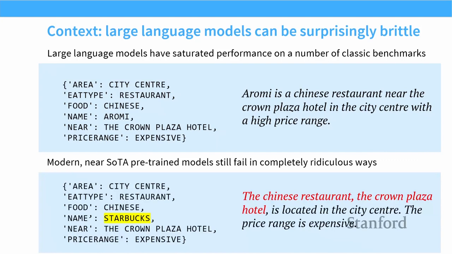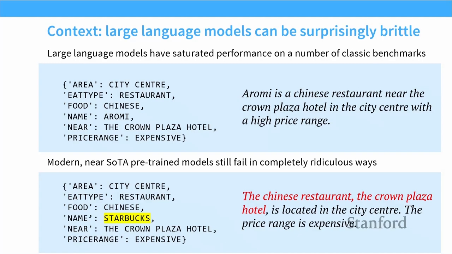Now, the thing is, it's not really easy. Because if you replace the restaurant name with Starbucks, which is a completely reasonable substitution to do, suddenly the system completely falls apart. It now thinks that the Chinese restaurant is called the Crown Plaza Hotel, which is the thing that it's near. It's not the name at all. So it can just blow up in completely unexpected ways when you go a little bit outside of the training data set. And so these kinds of experiences make me, as a prior, a little bit suspicious of this belief that we can just take models that look high performance in our normal evaluation and then go out and deploy them into the wild or in high stakes settings.